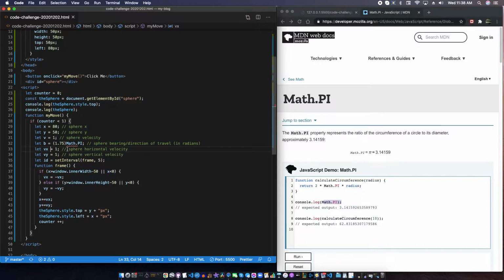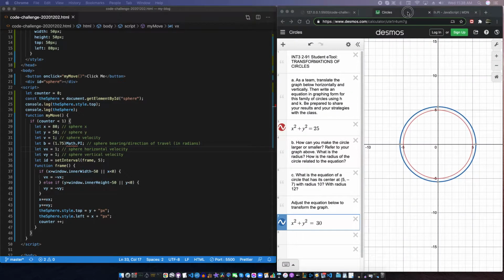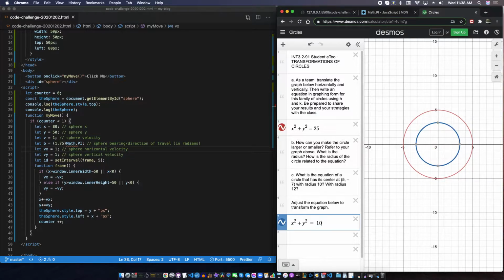The Vx now is going to be a function of the bearing and the velocity. So I'm going to take B and V into my Vx. And so I just did the math on paper, and I had to refresh my circles thing here. So there you go, ta-da, a circle, a bigger circle, a slightly bigger circle.